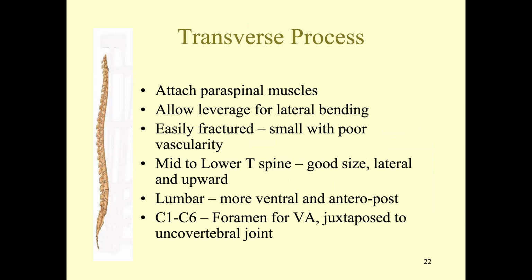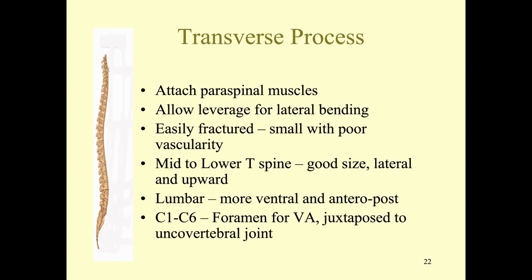The transverse processes are important anatomical landmarks. They attach all the paraspinal muscles and allow leverage for lateral bending. They're very small with poor vascularity, and they can be easily fractured. If you push and pull too much, the transverse process can break, and then you lose a good anatomical landmark and a fixation point.